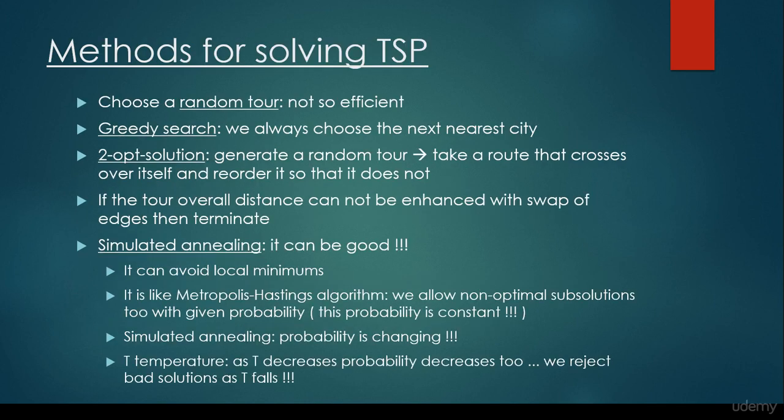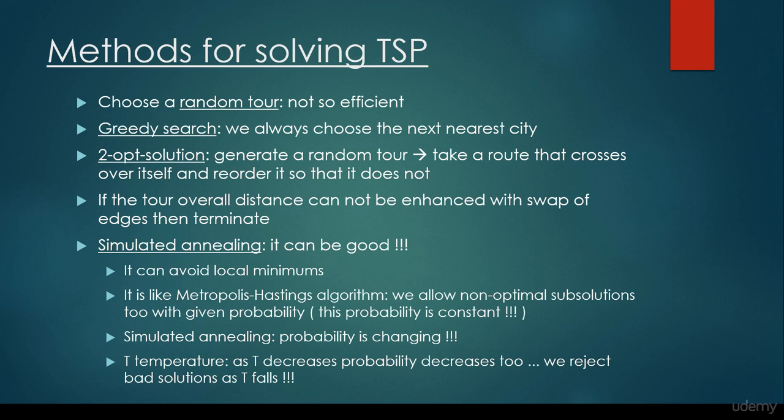Okay. So there are several methods for solving the traveling salesman problem, as I said earlier. For example, the random tour. We choose a random tour, so, of course, it's not so efficient. What about the greedy search, where we always choose the next nearest city possible? Of course, that's not good. For Dijkstra's algorithm, which is a greedy algorithm, it turns out to be good. But in this situation, the greedy algorithm is not going to be the best.